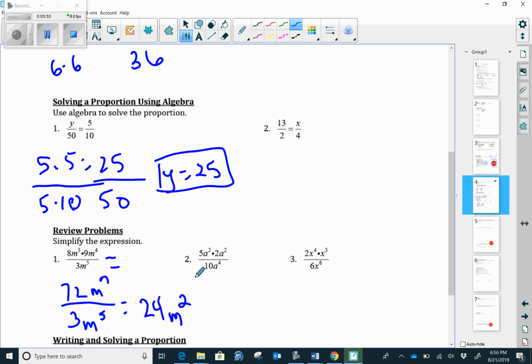I'll do example 3 and let you do example 2. So 2 times 1, the coefficient would be 2. The base x times x, we're going to add 4 and 3 would be x to the 7th. And then the denominator says 6x to the 6th. So I'm dividing out. 2 over 6 is 1/3. X to the 7th divided by x to the 6th would be x to the 1st. So the answer is 1x over 3 or 1 over 3x in the middle. Okay, not in the denominator. There we go.